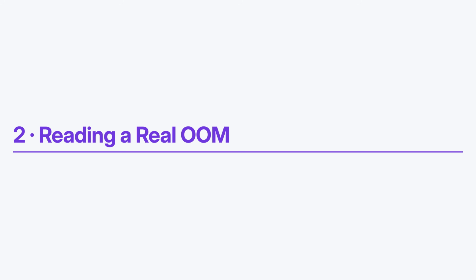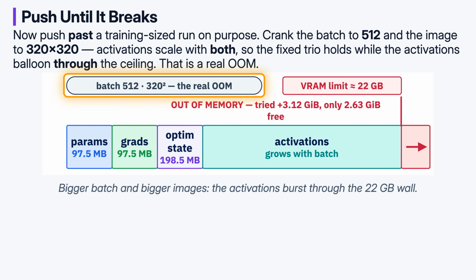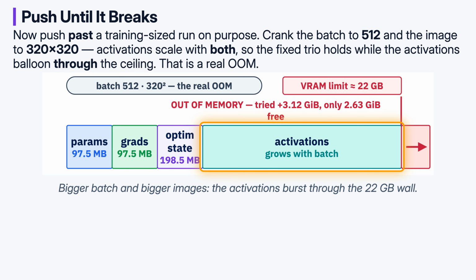Part 2, reading a real out-of-memory error. Now push past a training-sized run on purpose. Crank the batch to 512 and the image to 320 by 320. Activations scale with both, so the fixed trio holds while the activations balloon. They climb straight through the ceiling. This red wall is the limit. The red cap marks where memory ran out.